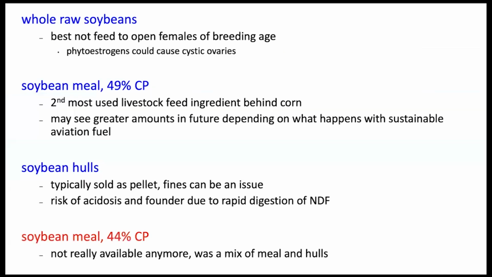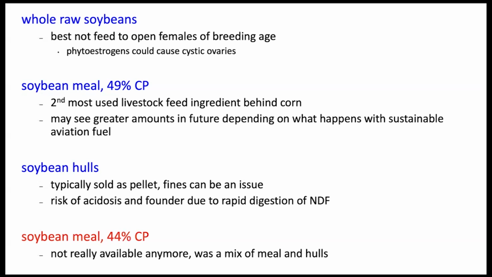When we think about whole soybeans in cattle, because cattle are ruminants, we don't have to worry about heat treating them like we would in a non-ruminant. So that's why we can feed what we call raw soybeans, which haven't been heat treated. However, because of some phytoestrogens in those whole soybeans, we don't want to feed them to open females of breeding age. Those phytoestrogens can cause some cystic ovaries, which can cause some reductions in performance. If those females are bred, no problem.